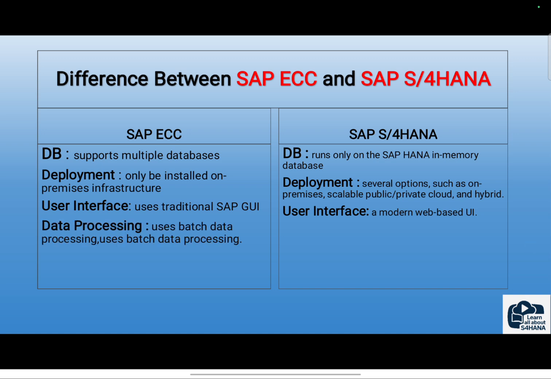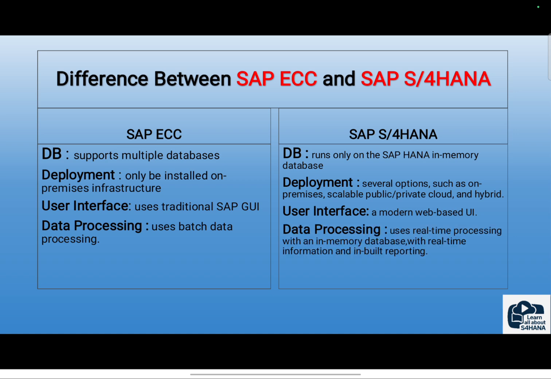Well, we'll jump on to data processing. ECC has batch-wise data processing, which could be slower due to batch processing, and may require separate data warehousing tools for reporting. Whereas S/4HANA uses real-time processing with an in-memory database with real-time information and inbuilt reporting, which provides faster response for analytics, and the reporting is inbuilt, so it is easy, faster and efficient.